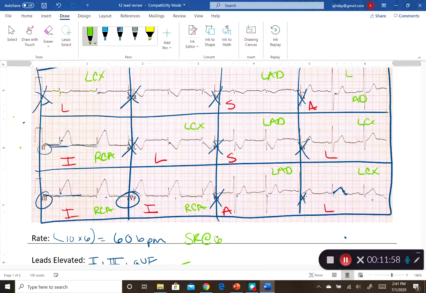rhythm at 60 beats per minute with inferior STEMI. Or you can write inferior wall ST elevation. Just note that it is a STEMI, or we do have ST elevation, and it's in the inferior wall.